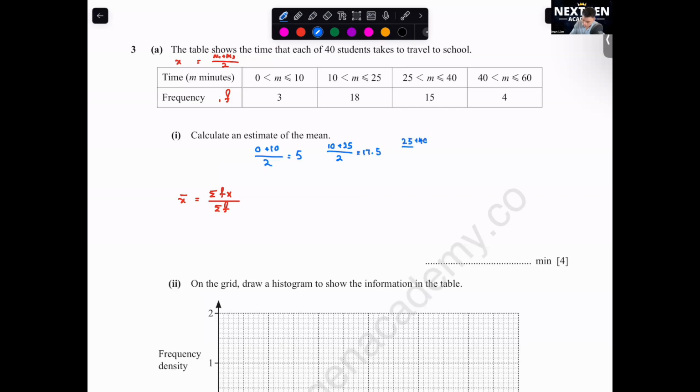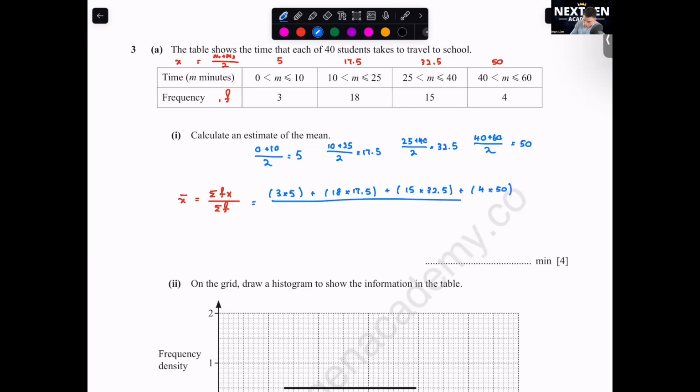25 plus 40 over 2 is 32.5. And 40 plus 60 divided by 2, you get 50. Okay, so what I like to do, I label it on top here: 5, 17.5, 32.5, and then 50. The next thing, we'll take these two values, multiply, and then add it all up. So here it becomes 3 times 5 plus 18 times 17.5 plus 15 times 32.5 plus 4 times 50. You need to at least show this working out. Then over the total, which is equal to 40.